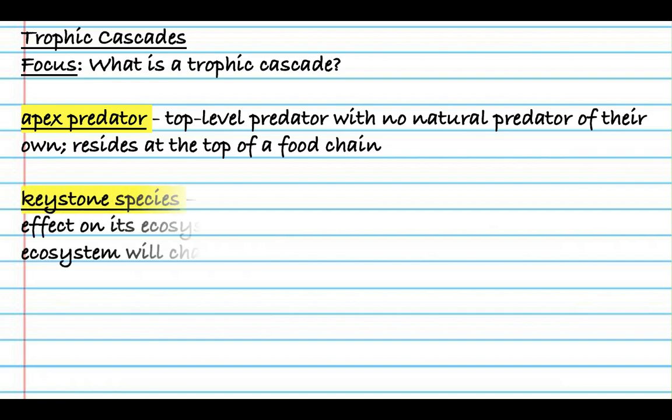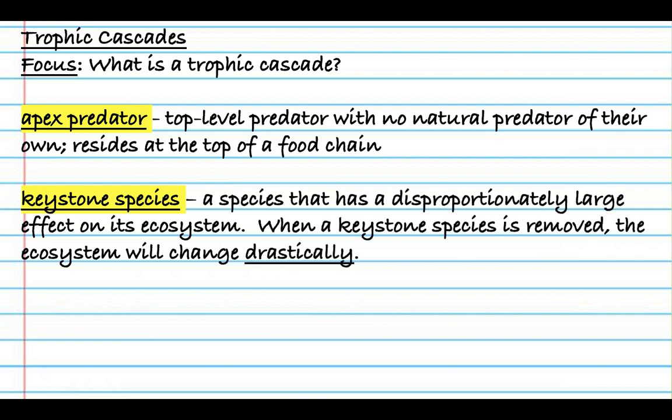Our second vocabulary term is keystone species. A keystone species is a species that has a disproportionately large effect on its ecosystem. The wolves of Yellowstone were also a keystone species. Removing them impacted, again, just every organism in Yellowstone Park, along with some of the abiotic or non-living factors. No one could have foreseen at the time all the effects of removing a small population of wolves.